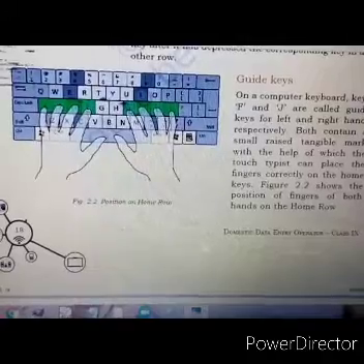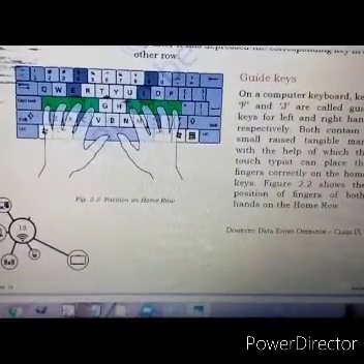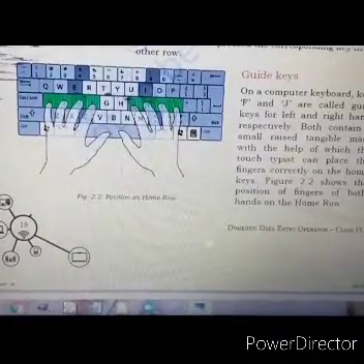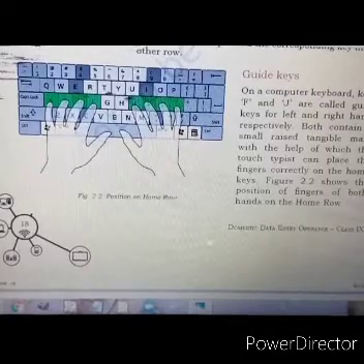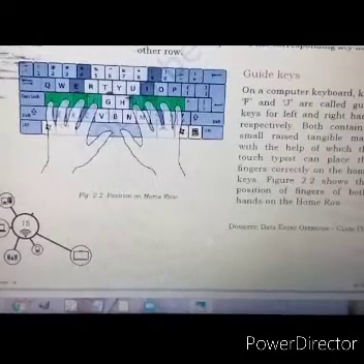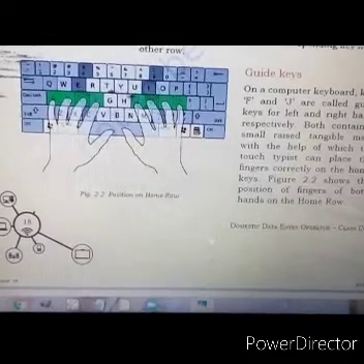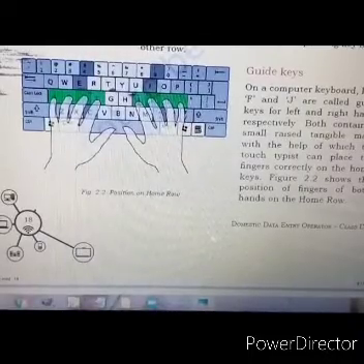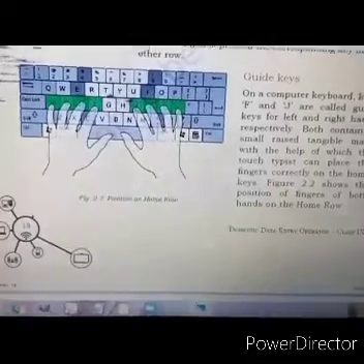Now if you see your keyboard, you will find two keys which have a raised tangible mark. That means you will get a tip on those two characters, that is the keys F and J. Those keys are known as your guide keys. So when you are putting your hands down, your fingers should be on the guide keys, that is F and J.